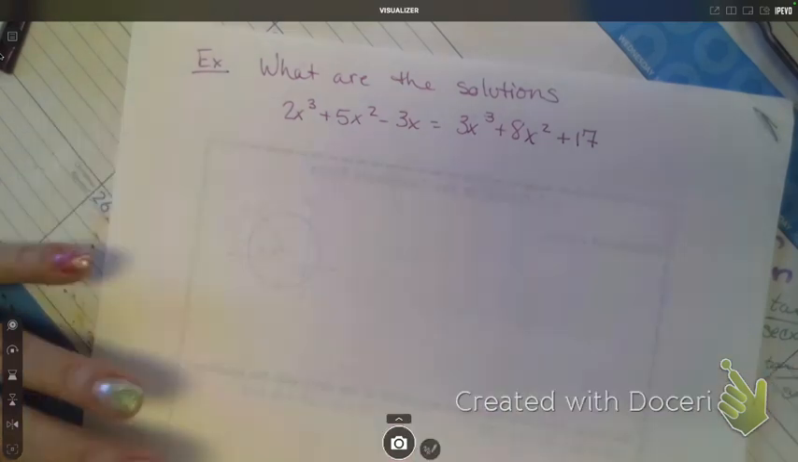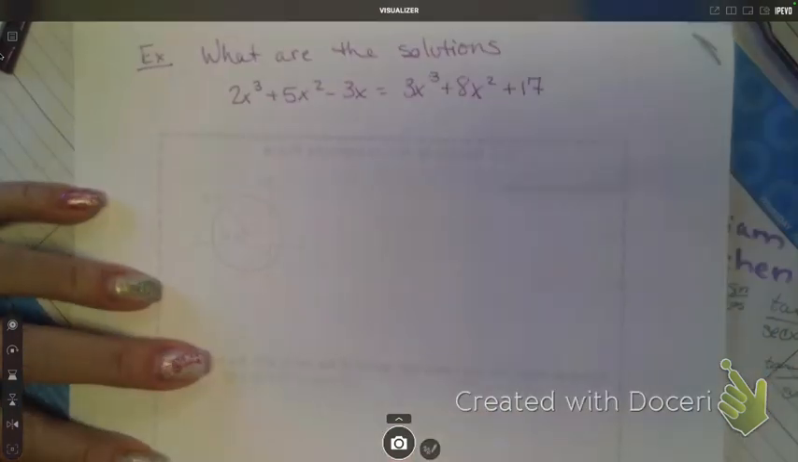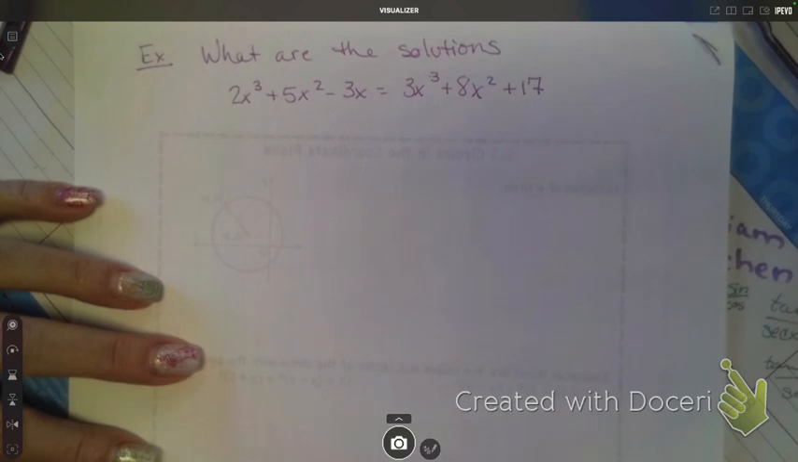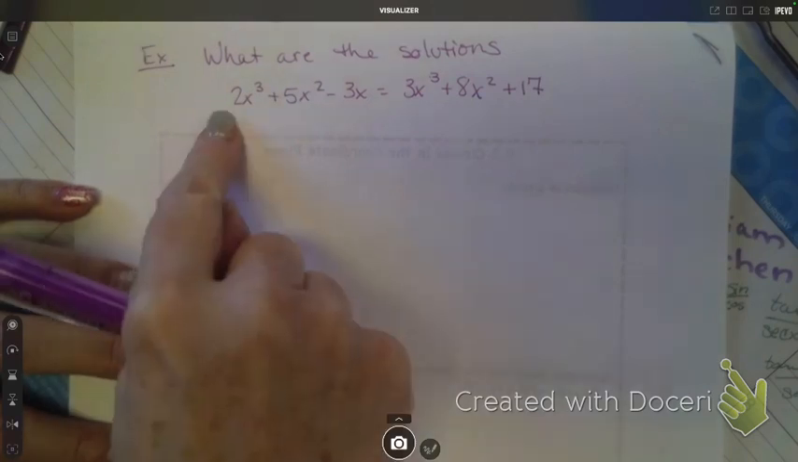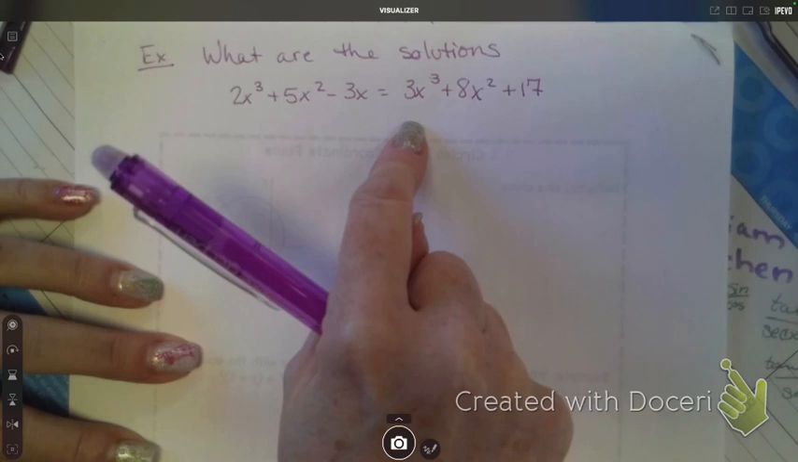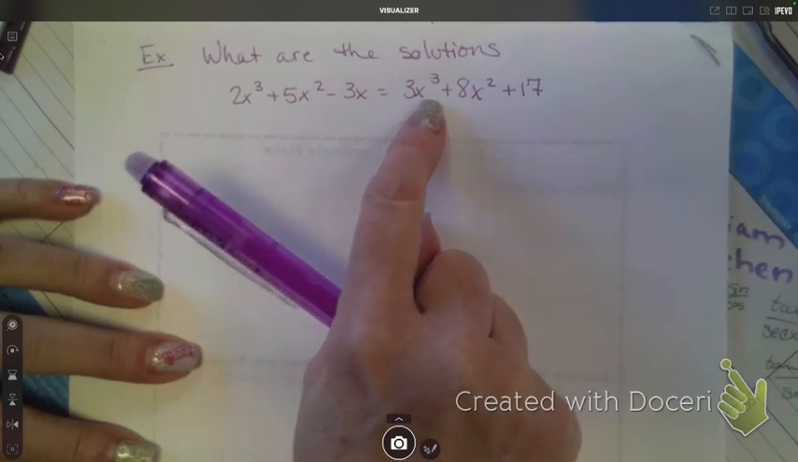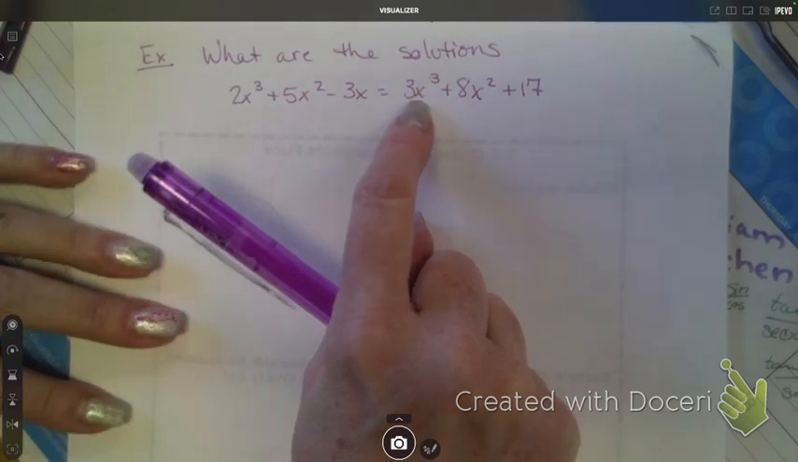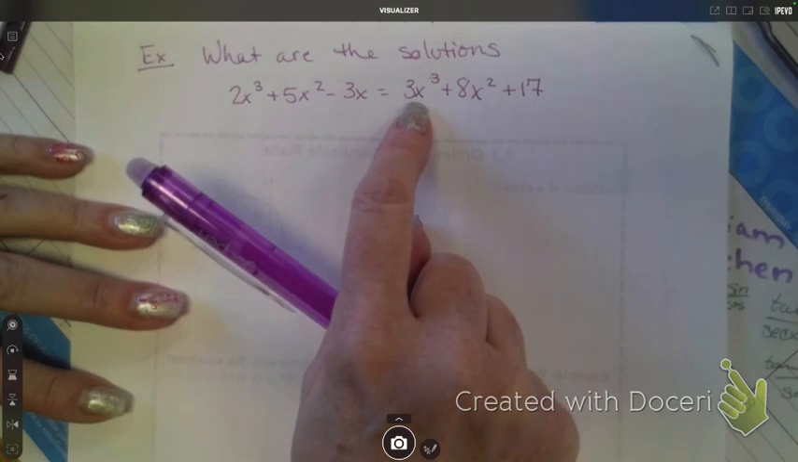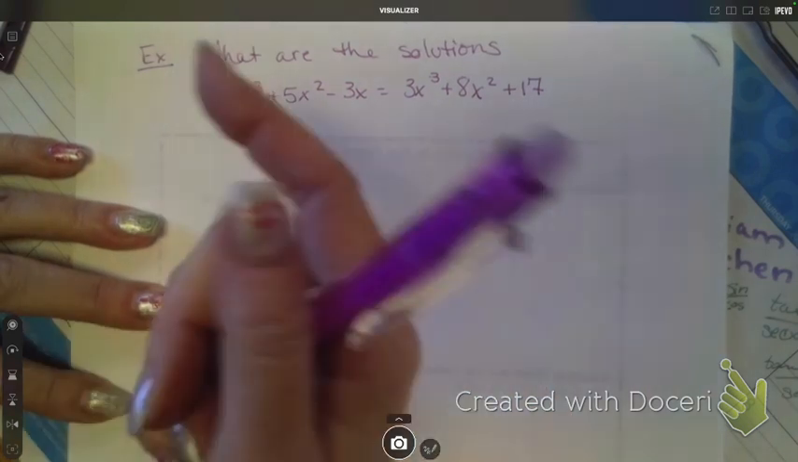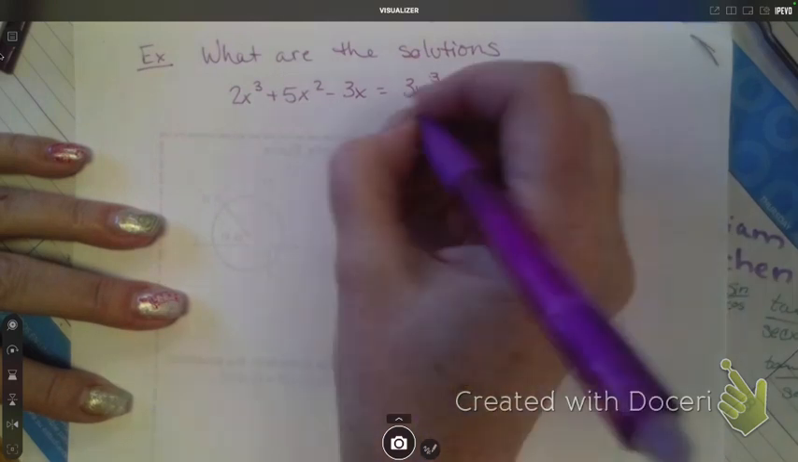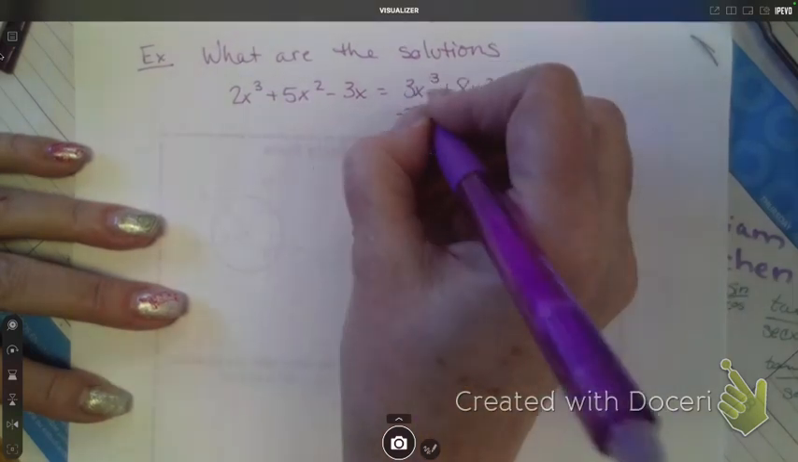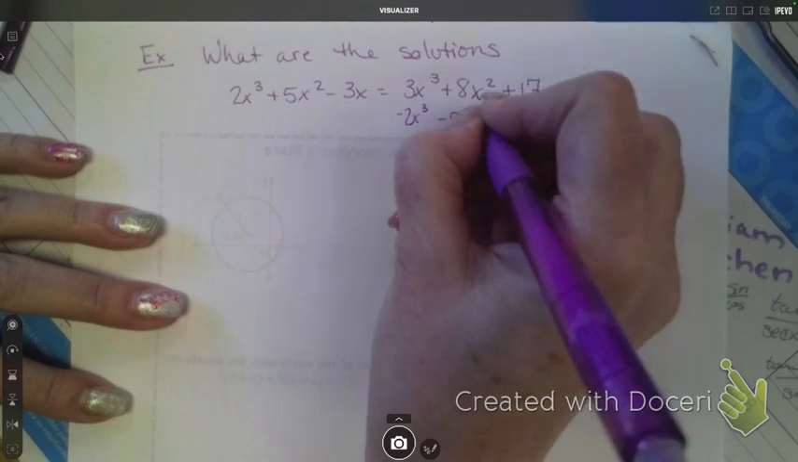So what's the first thing I need to do? You can't combine like terms. You have to set it equal to 0. Are we going to go left or right? I'm going to go right, because it keeps my leading coefficient positive. Does it really matter? No, but if I have to factor it, I'd factor out a negative, and I don't want to do that. So minus 2x cubed minus 5x squared plus 3x.